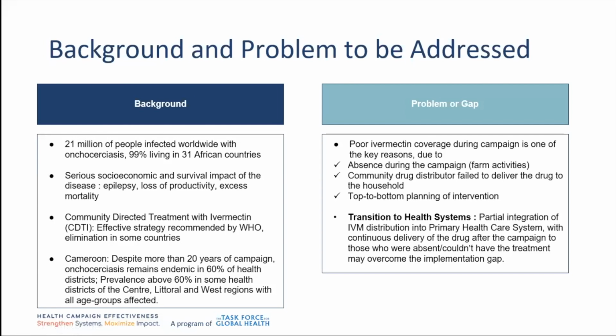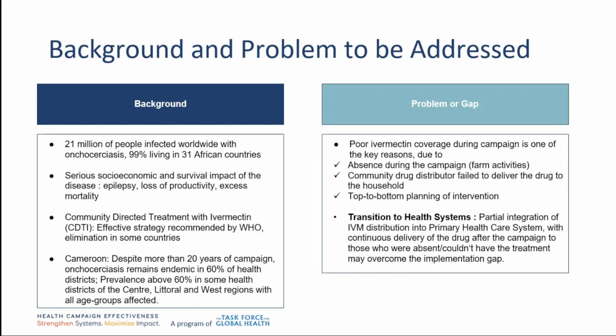The community-directed treatment with ivermectin is an effective strategy which is recommended by WHO to fight against onchocerciasis, and which has led to elimination of the disease in some countries. In Cameroon specifically, despite more than 20 years of drug distribution in campaigns, onchocerciasis is still endemic in 60% of health districts, with a prevalence above 60% in some districts where the drug has been distributed. That is mainly in the Center region, the Littoral, and the West region. It should be specified that the disease also affects all age groups, including children below 5 years.